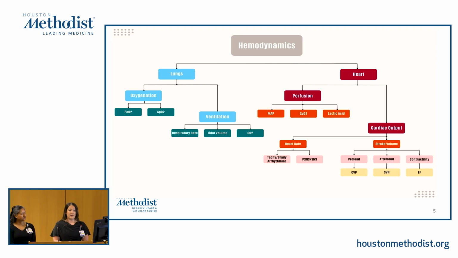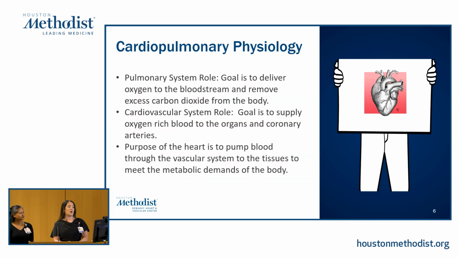So first we'll start with the lungs. So our cardiopulmonary physiology. So our pulmonary system, what's the goal? It's to deliver oxygen to the bloodstream and to remove excess carbon dioxide from the body. Your cardiovascular system's role is to supply oxygen-rich blood to the organs in your coronary arteries. And the purpose of our heart is to pump blood through the vascular system and basically deliver that oxygenated blood to the tissues to meet the metabolic demands of the body.